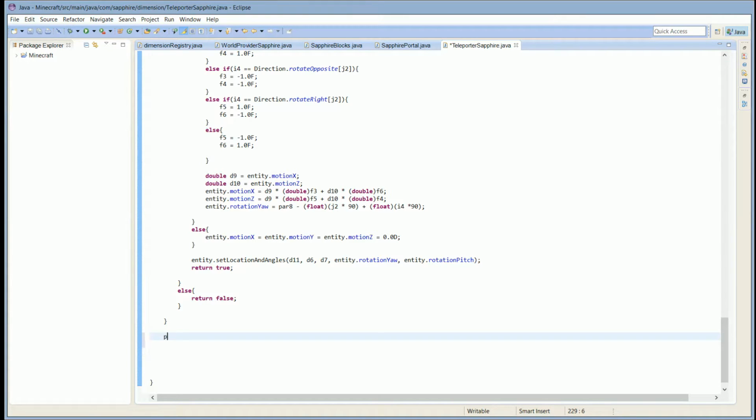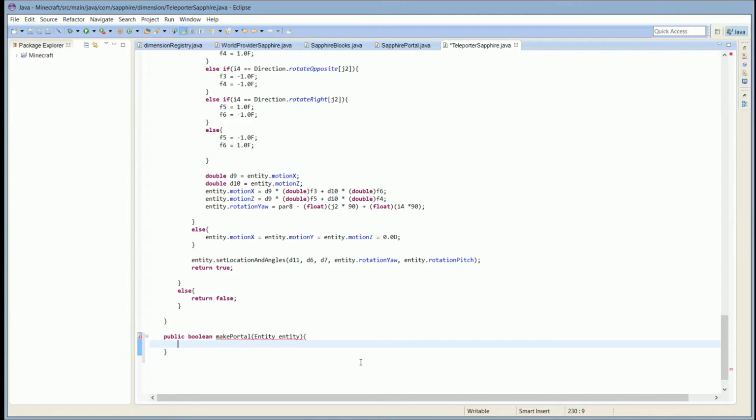So the next thing that we're doing is a public boolean makePortal, and this is going to take an Entity, and we're going to name it entity. The makePortal is basically going to actually make the portal on the other side using the blocks that we specified, which was our sapphire ore. So let's start with a byte. We're gonna have a byte that's b0, and it is going to equal 16. Then we're gonna have a double, d0, and it's going to equal negative 1.0D. Okay, there's going to be a lot of integers and doubles right now.